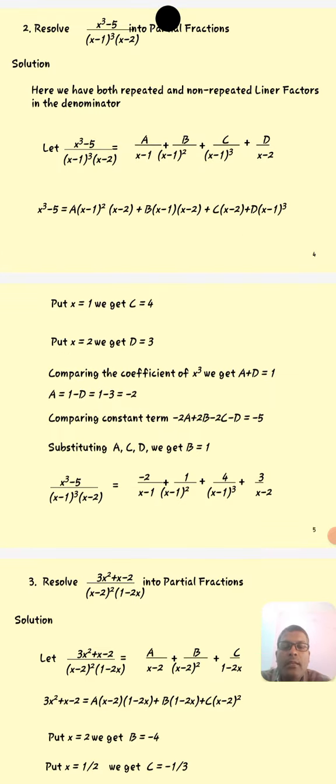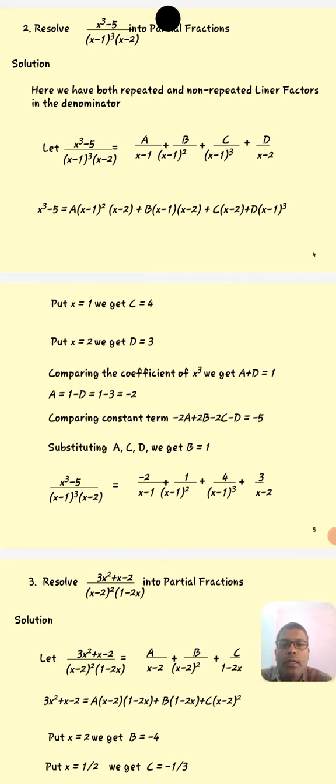Now we go to another method, that is called what? Comparing the coefficients. Here, comparing the coefficient of x³. Okay, what are the x³ terms? We have to compare both sides, left side and also right side. Whenever we compare the coefficient of x³, we get A plus D is equal to 1. The left side x³ coefficient is 1, the right side is A plus D, so we write A plus D is equal to 1.